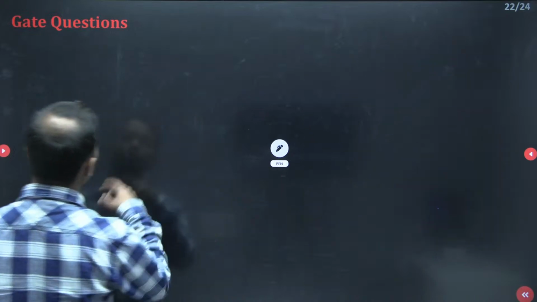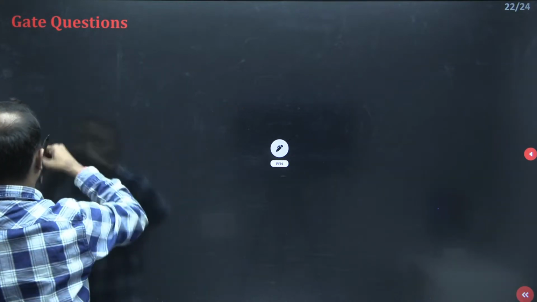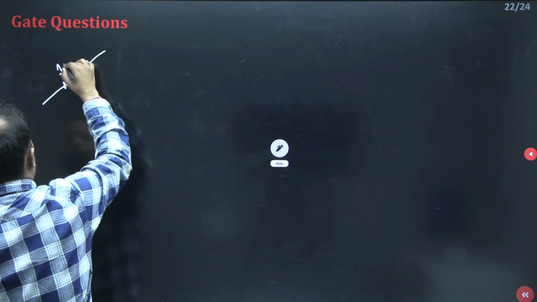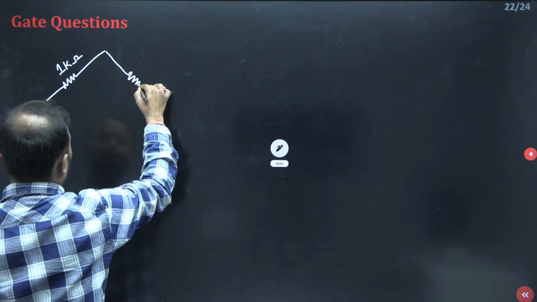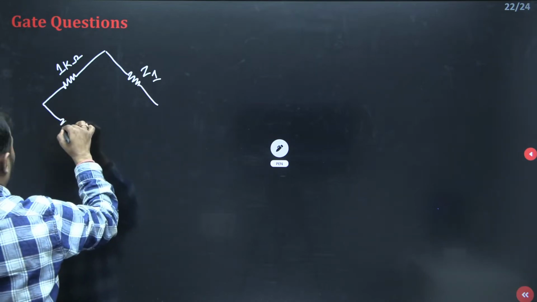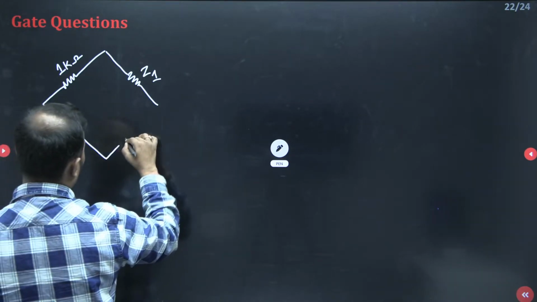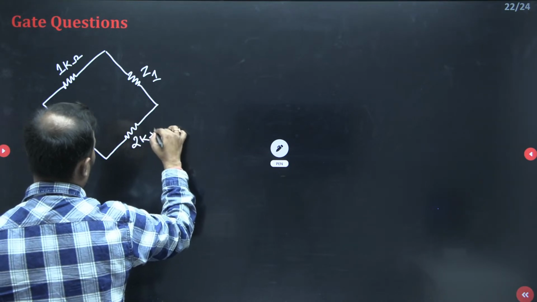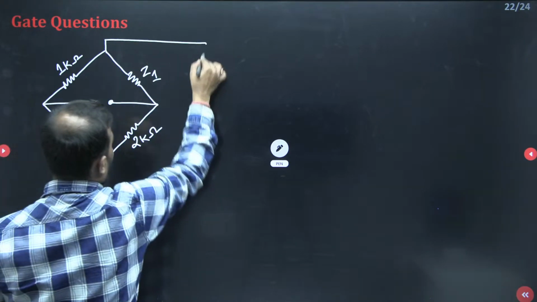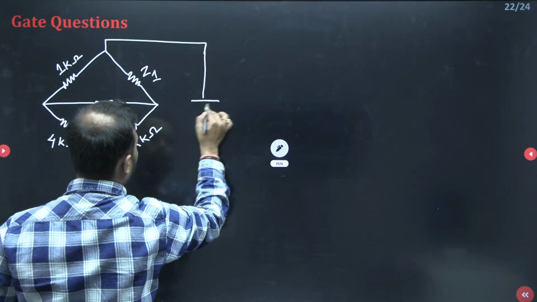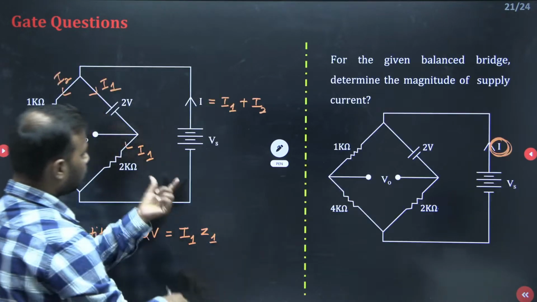See, when you do so, we can replace, this is what, just a second. This is 1 kilo ohm. Let me draw the diagram. This is Z1 we had taken. This is 4 kilo ohm. And this is your 2 kilo ohm. This is 2 kilo ohm. And this is your V0. And here we have connected the source. Okay, so this was your Vs.